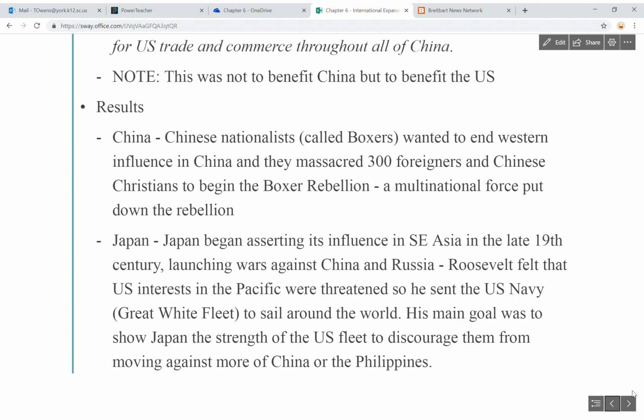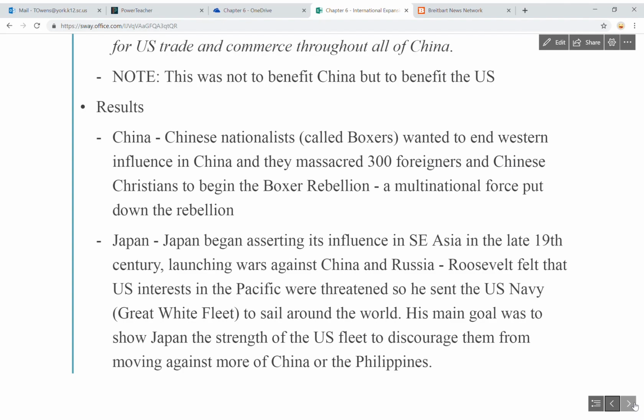Well, maybe not Russia, but definitely China, because we're trying to trade in China. And also consider, too, that we have the Philippines, which is in this Southeast Asia area. And so a surging Japan is threatening to that interest. So Roosevelt feels like our interests in the Pacific are being threatened, and so he's going to send the U.S. Navy around the world.